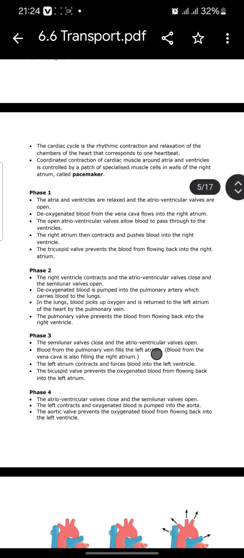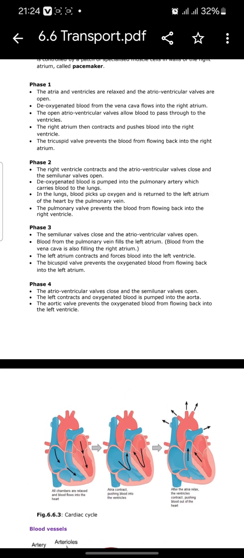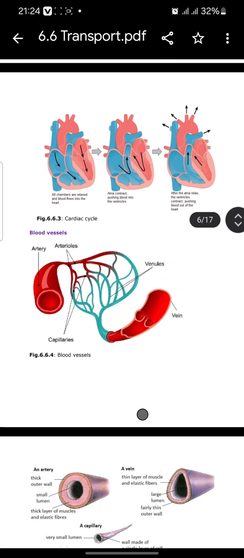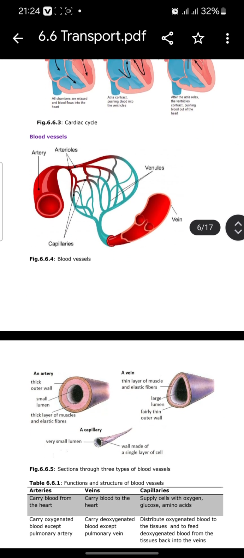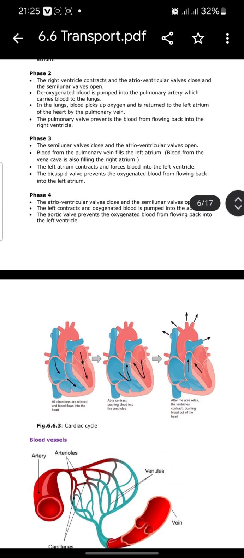This is a summary of what we have been talking about. Then the atrioventricular valves close and the semilunar valves open. Remember, semilunar valves are between the ventricles and the pulmonary artery and the aorta, right? So this is how the heart works.